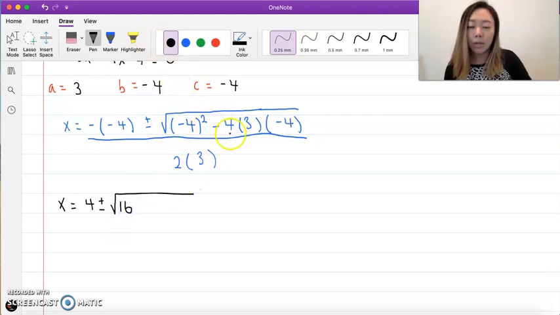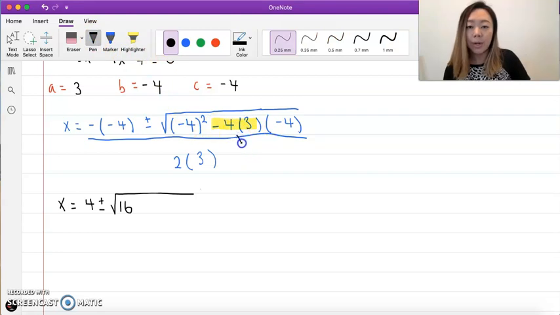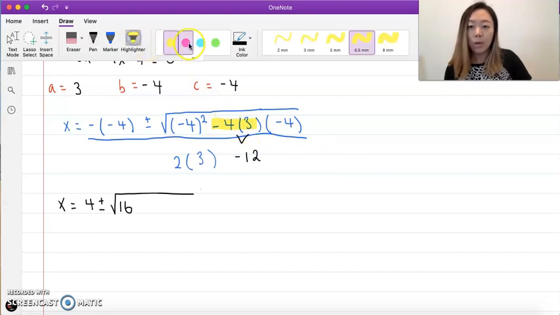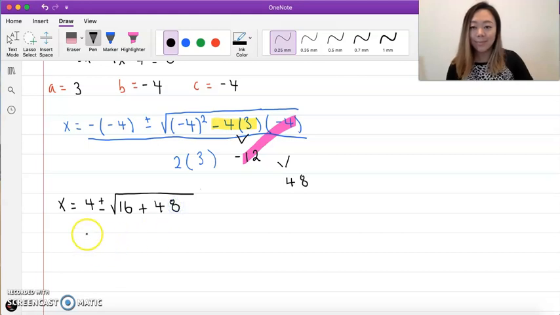And next part, here we are multiplying three numbers together, right? So let's start with the first two. First one is negative 4 times 3. Negative 4 times 3 will give us negative 12. And then now you've got to multiply this with this, right? Negative 12 times negative 4 would give you positive 48. So inside the square root, if you multiply these three numbers, it will be positive 48. So I'm going to go ahead and write plus 48. And then all over 2 times 3 is 6.